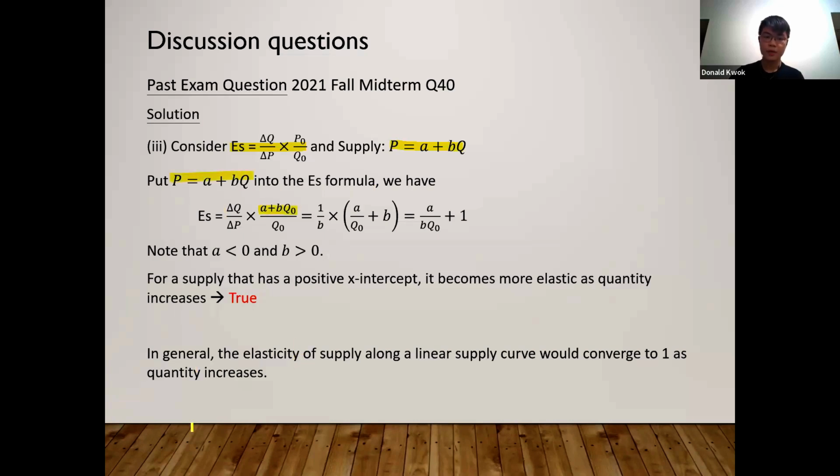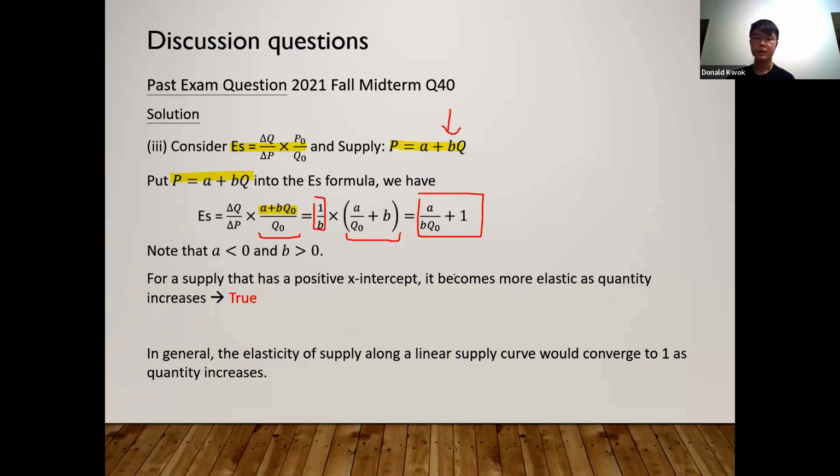So for the first fraction of elasticity of supply, delta Q over delta P, it is simply 1 over the slope of the supply. And the so-called slope of supply is the coefficient B here. So we have 1 over B as the first fraction. Well, the second fraction, nothing special. I just divide the whole thing by Q0. Then we have this bracket here. And the final step is to multiply 1 over B into this bracket. And we have the elasticity of supply to be A divided by BQ0 plus 1.